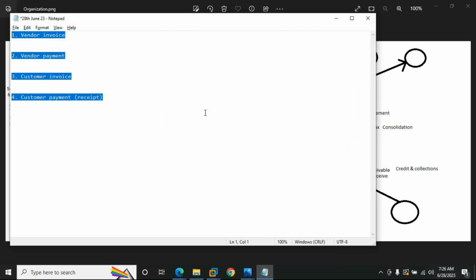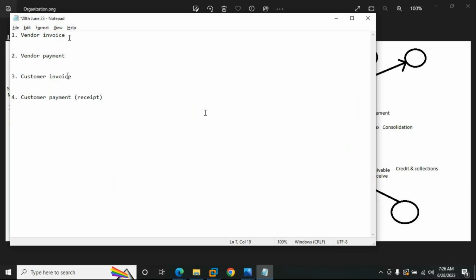Vendor invoice, vendor payment. Customer invoice, customer payment. If you are running a business, these four transactions are mandatory.